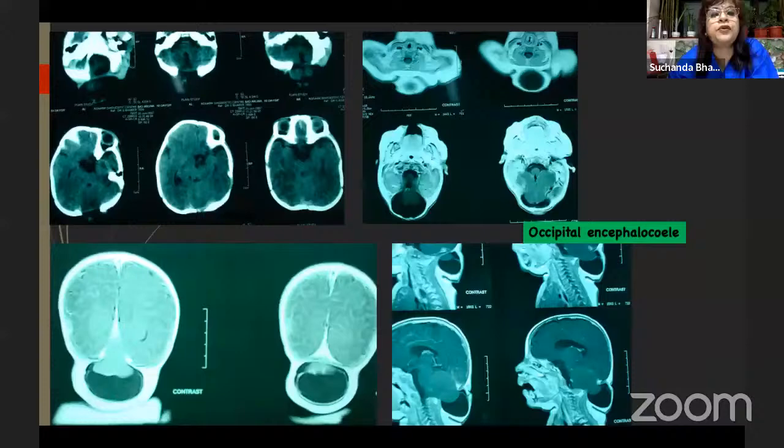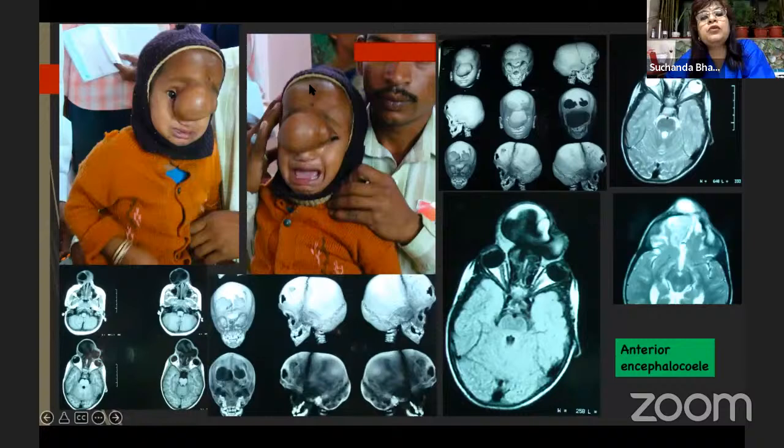And this is an example of a frontonasal encephalocele, where you can see the anterior skull defect, and then there is meningocele and the brain matter coming out through. Again, it's a complex surgery, but requires the help of plastic surgeons sometimes to have a very good aesthetic look. And they are also curable once you correct them well.